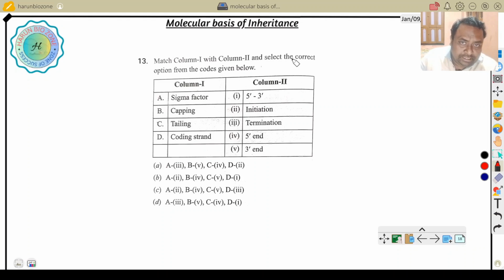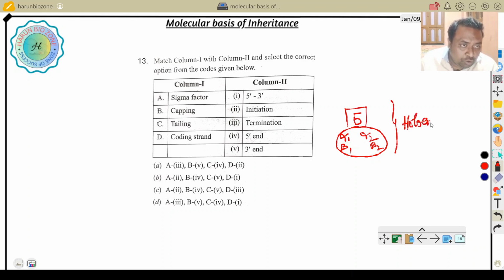Next question, match column 1 with column 2 and select the correct option from the codes given below. Sigma factor is for initiation, so this is RNA polymerase. In RNA polymerase there are alpha 1, alpha 2, beta 1 and beta 2, four units are present, and this is the sigma factor. This sigma factor attaches with RNA polymerase and produces a holoenzyme. The sigma factor helps to bind the RNA polymerase to the initiation site during transcription. So, sigma factor is transcription initiation.